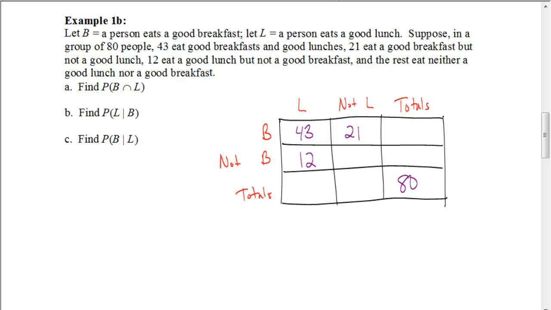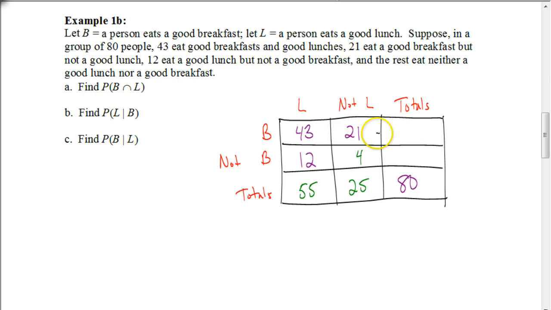So we could find the total for this column. 43 plus 12 would give me 55. Means there's 55 people that eat a good lunch. And we can figure out then that, well, if there's 55 people that eat a good lunch and 80 people total, I know that there's 25 people then that don't eat a good lunch. Well, if there's supposed to be 25 people in that column, the missing piece here would be 4, because 21 plus 4 would give you 25, or I could subtract 21 from 25 to get the 4.